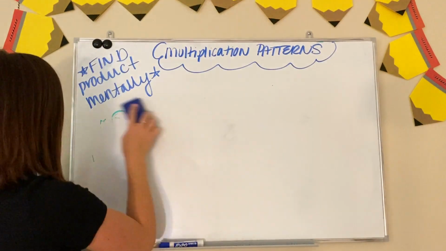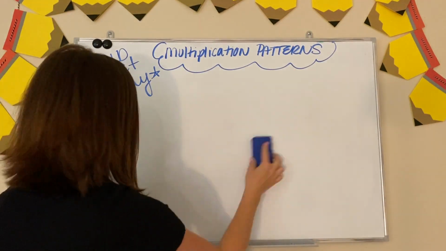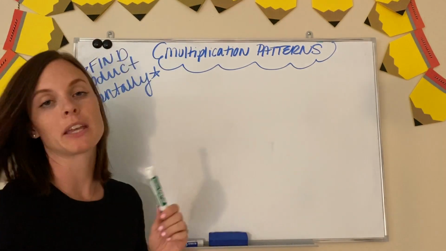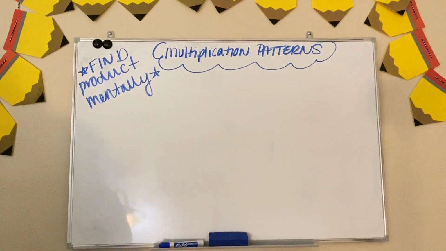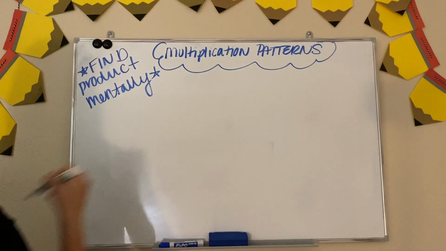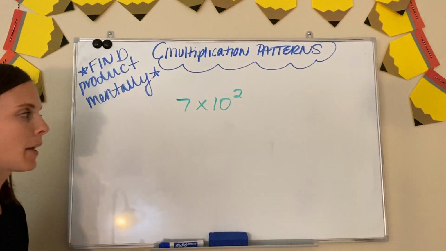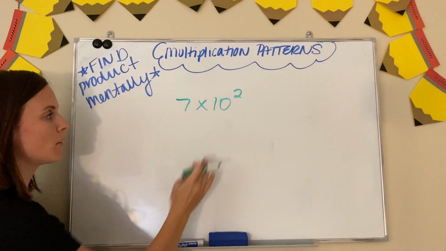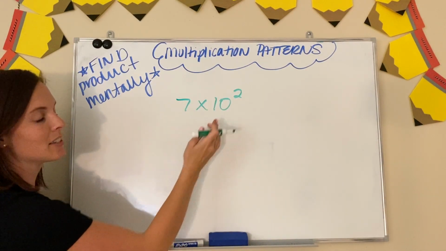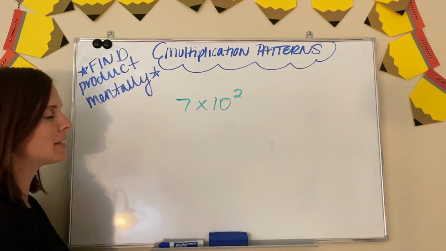So if you're following along with McGraw-Hill, we are still in chapter 2, and we are working with multiplication patterns. So let's say I had 7 times 10 to the second. Okay, first of all, get rid of the exponent. Can you do 7 times 10? Yes, that would be 70.